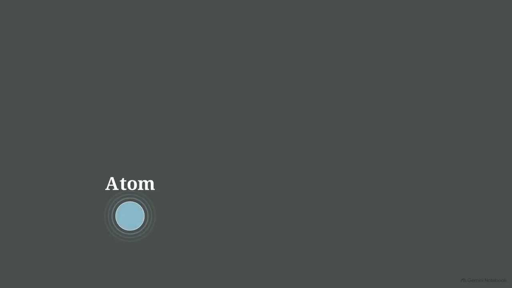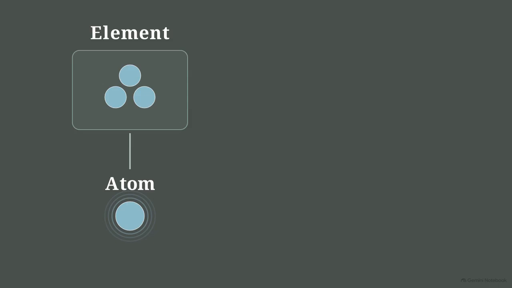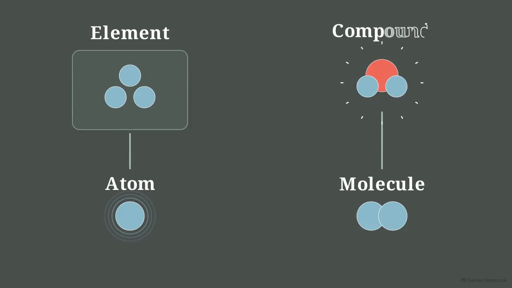This chart categorizes those pieces by complexity. The purest substance is an element, and its smallest uncuttable unit is an atom. When atoms group together, they form a molecule. When different elements lock together in a specific fixed recipe, they form a compound.